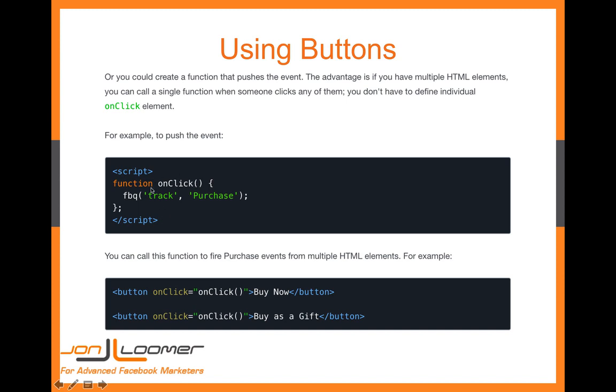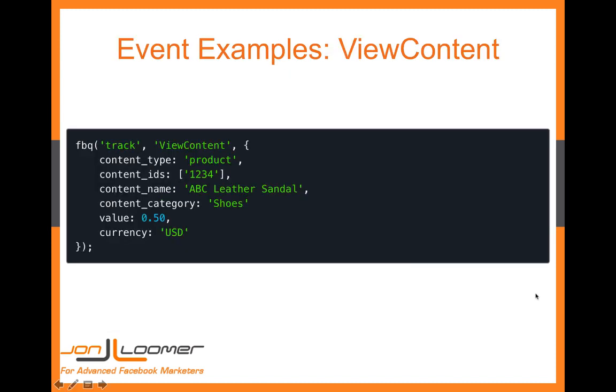So to push the event, first of all, you need this script at the top, so that if someone does any kind of onclick, then we're going to track a purchase. And then we can have multiple buttons within it where that button is an onclick, one of them being buy now or buy as a gift. So if you're not a programmer, if you're not a coder, this is where you would probably pass this on to someone who does that for you, because this should make sense to them.